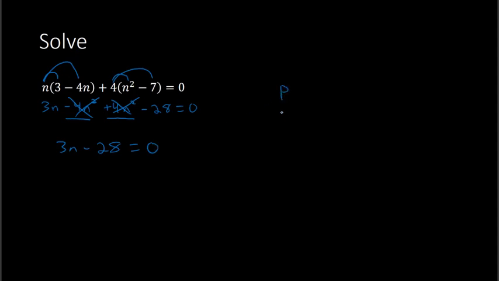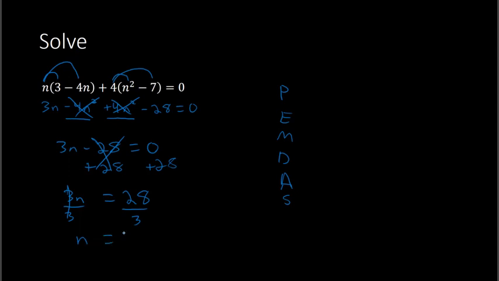So to solve, I do reverse order of operations, and I begin with addition and subtraction. So we have 3 times n and then minus 28. The minus 28 is where I'll begin. I get rid of that by adding 28. When I add 28 on the left side, this will cancel. I have 3n on the left and 0 plus 28, or 28, on the right. And then I can get rid of the 3 by dividing. So I divide both sides by 3. I'm left with n on the left and 28 over 3 on the right.